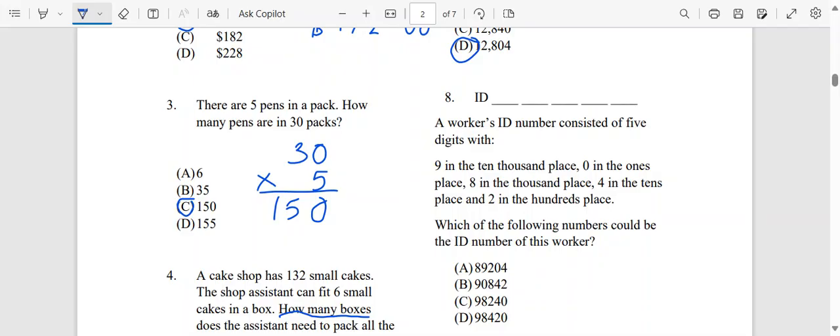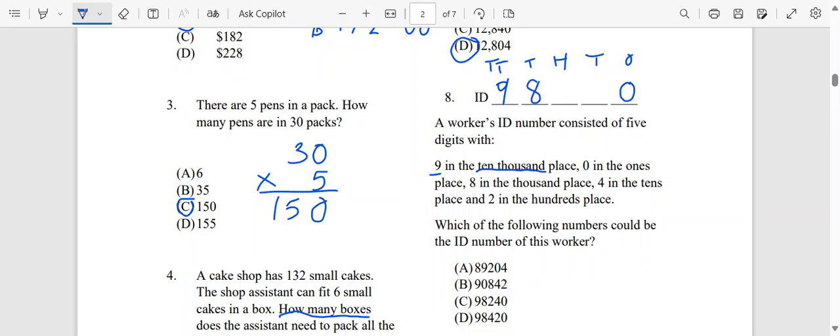Let's see what they say. It says that the 9 is in the 10,000s place. Of course, it's place value. So we have the ones, the tens, the hundreds, the thousands, and the 10,000s. So put the 9 right there. And then it says 0 is in the ones place, so let's put our 0 right here. Then it says 8 is in the thousands place, so let's find the thousands place and put an 8 right there.